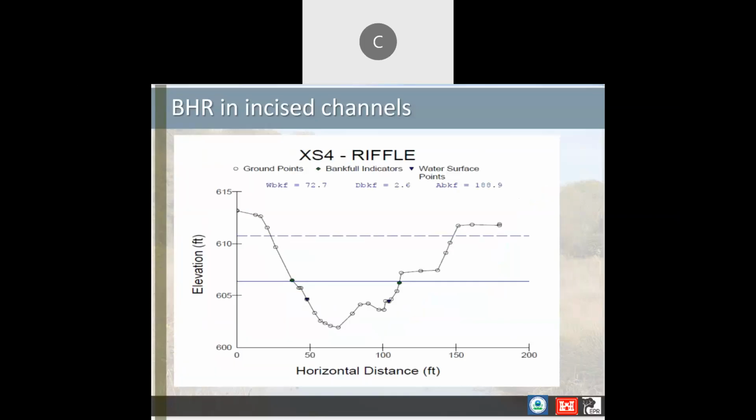I do have an example cross section. So this is from the Boardman River up in Michigan, where there is on one side of the channel a very small, narrow bankfull bench. And so in this case, the low bank height, because this bench is so narrow compared to the width of the bankfull channel, is where my laser pointer is. So this stream is incised.